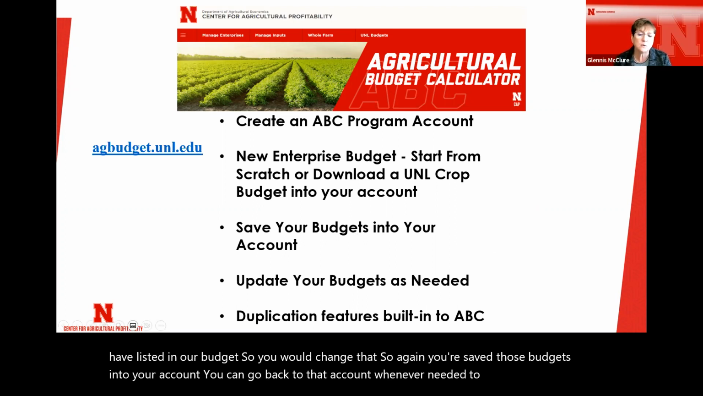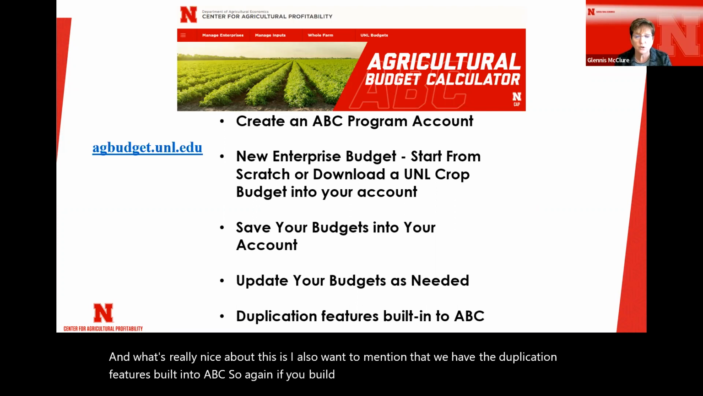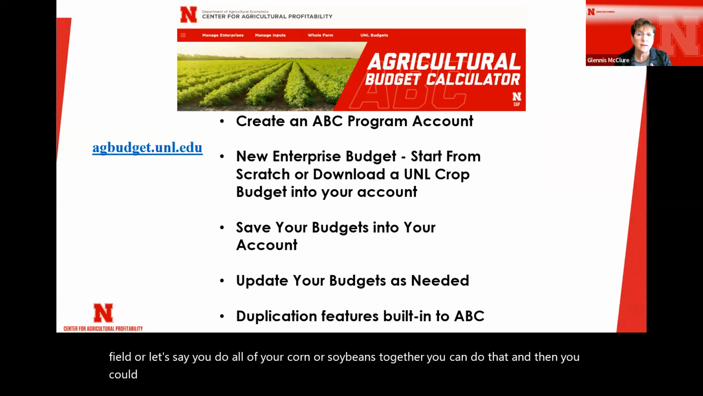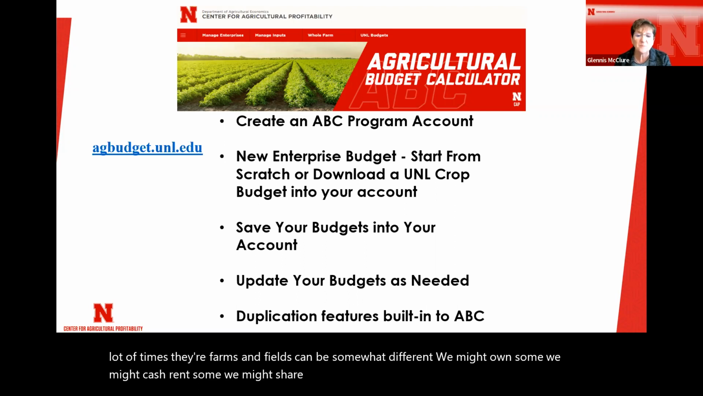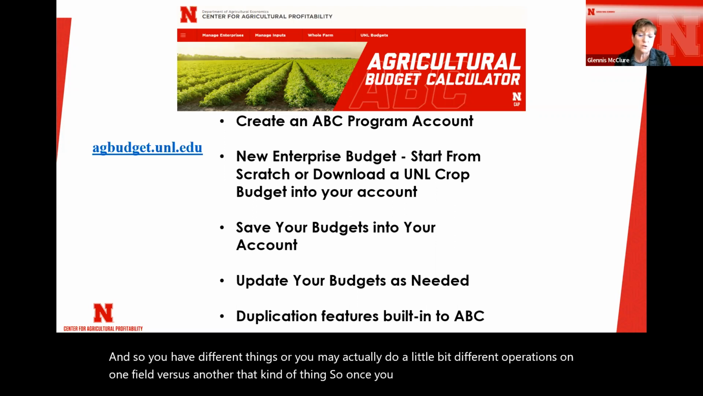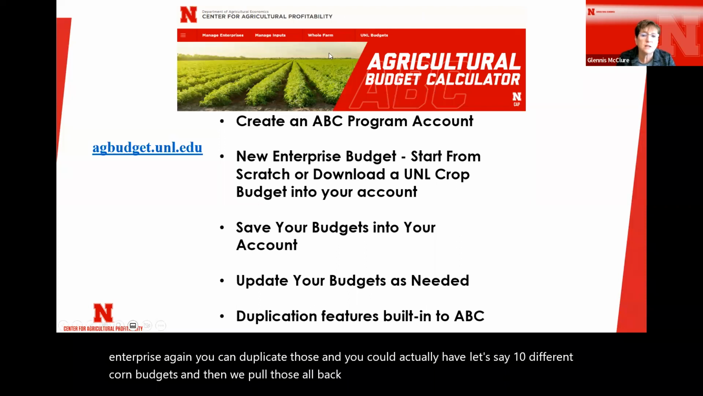What's really nice is that we have duplication features built into ABC. If you build one crop budget, let's say you're looking at one farm or field, or you do all of your corn or soybeans together, you can then duplicate that however many times, because a lot of times our farms and fields can be somewhat different. We might own some, we might cash rent some, we might crop share some. Or you may do slightly different operations on one field versus another. So once you have a base budget built for a certain enterprise, you can duplicate it and have, let's say, 10 different corn budgets. And then we pull those all back together in this whole farm section of the ABC.